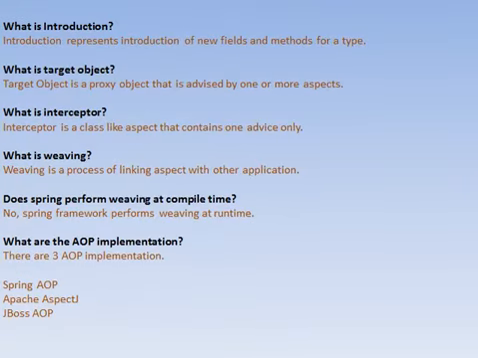What is introduction? Introduction represents introduction of new fields and methods for a type. What is target object? Target object is a proxy object that is advised by one or more aspects. What is interceptor? Interceptor is a class-like aspect that contains one advice only. What is weaving? Weaving is a process of linking aspect with other application.